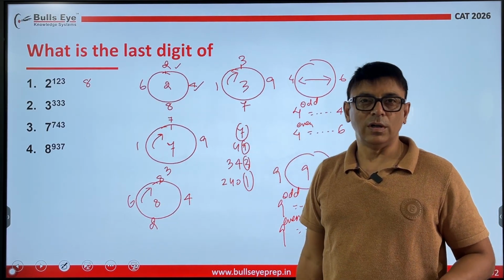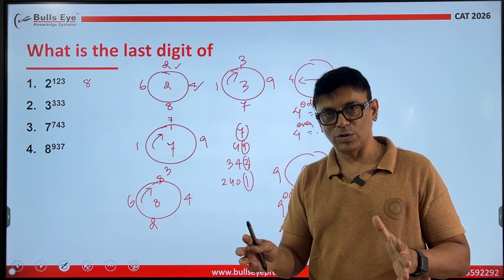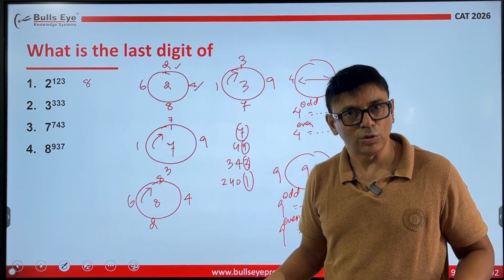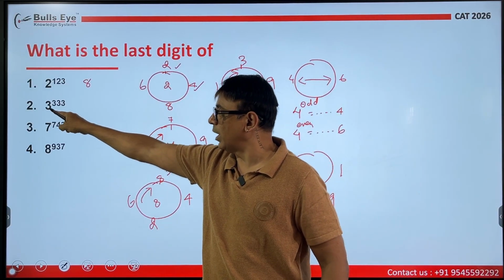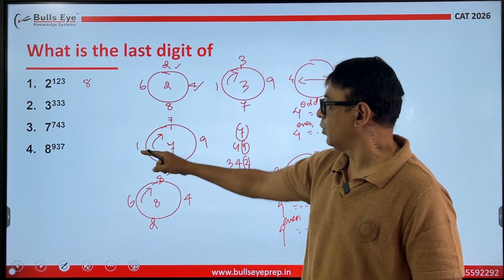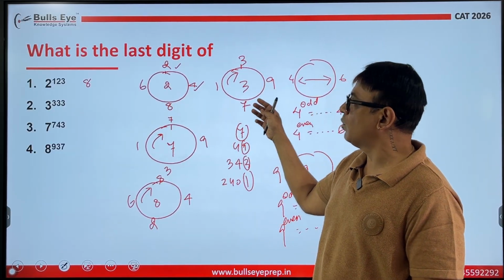3 raised to 333. Even if it would have been 43 raised to 333, it would have been the same question. Had it been 93 raised to 333, it is the same for me. I'll focus only on this 3, and that's what matters. 3 has got 4 stops, similar to 2. So these 4 stops are there.